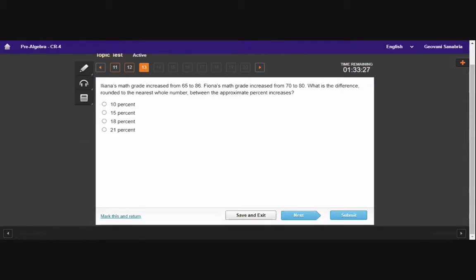Ileana's math grade increases from 65 to 85. Fiona's math grade increases from 70 to 80. What is the difference, rounded to the nearest whole number, between the approximate percent increases? Do you know how to do this one? I would just do the 10% to see for both and see where it goes, you know. So, but it's asking you what is the difference between their percents. Oh, okay.